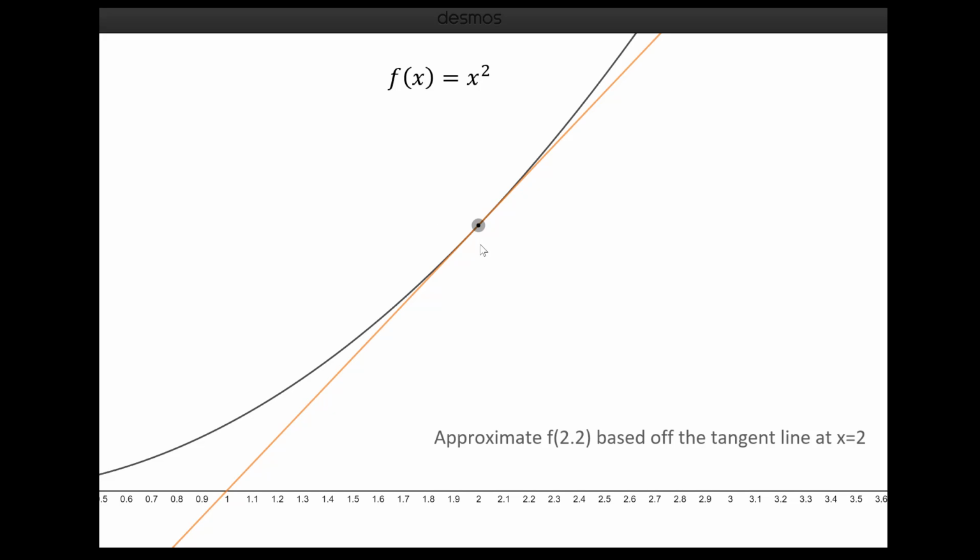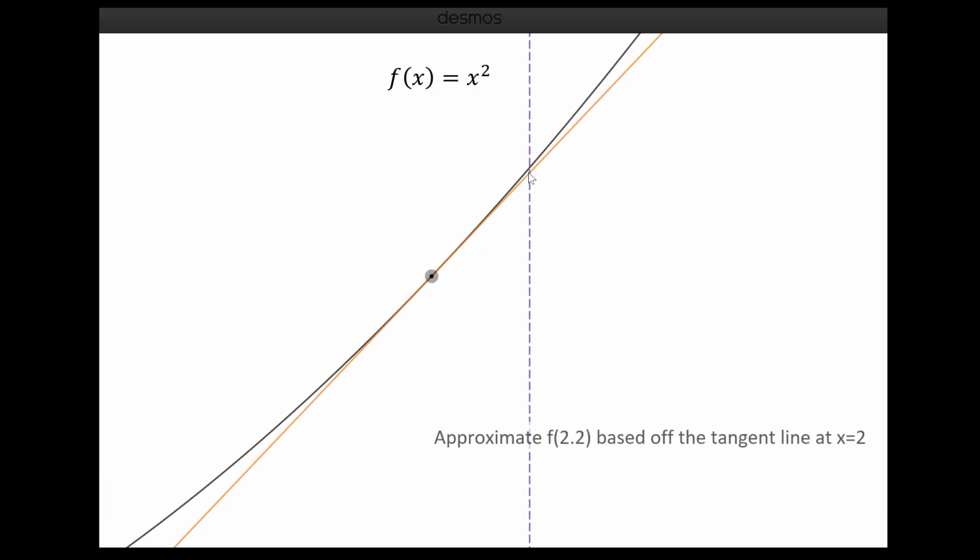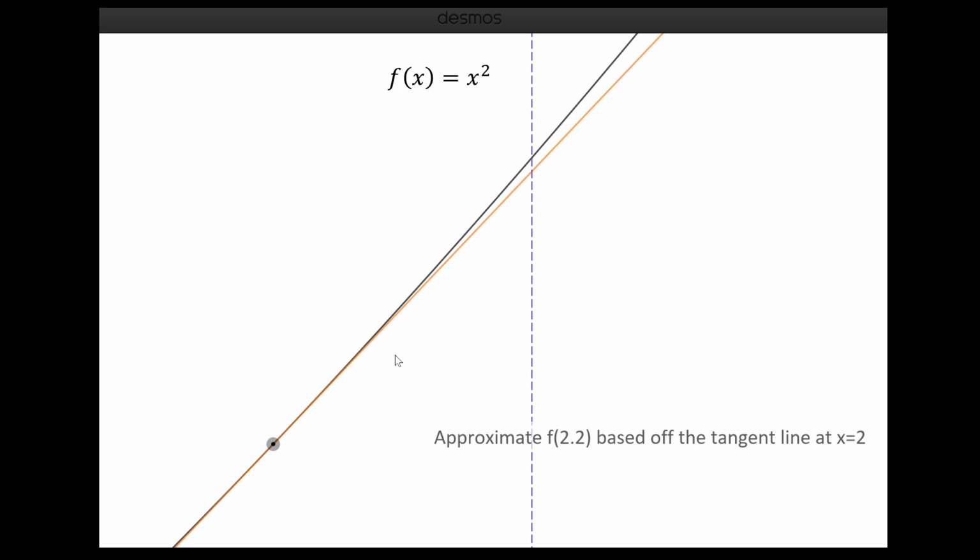We have x equals 2. We have a tangent line drawn at x equals 2. Taking a look at 2.2, we can approximate 2.2 because we can take that tangent line and look at the value at 2.2. Looking at that straight line, if we were to approximate using the tangent line as we get closer and closer, check this out. It looks like there's a very, very small gap between these 2 points.